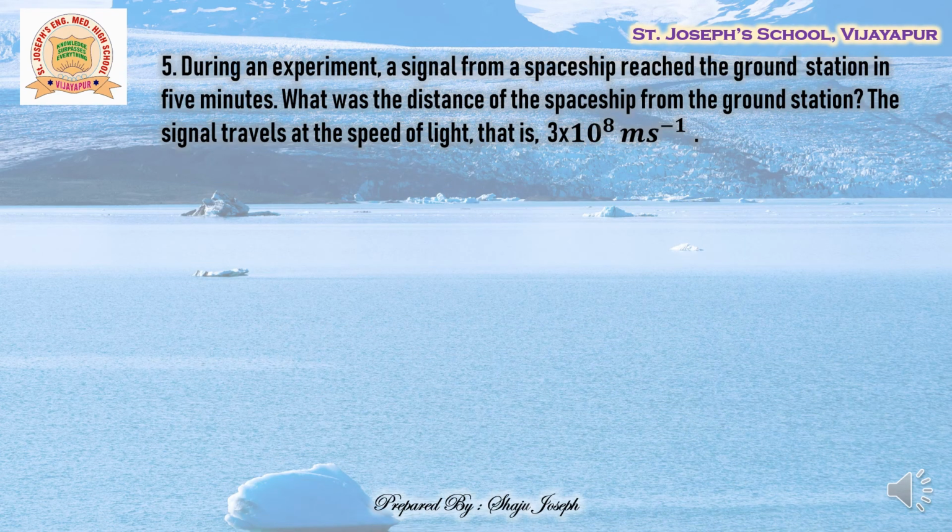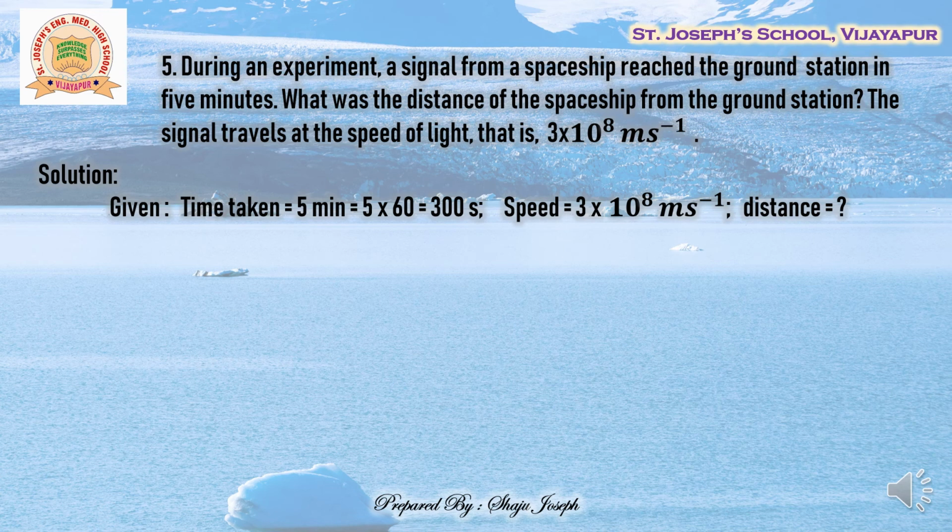Last question: during an experiment, a signal from a spaceship reached the ground station in 5 minutes. So this is the time given here, 5 minutes. What was the distance of the spaceship from the ground station? The signal travels at the speed of light, that is 3 into 10 to the power 8 meter per second. Let us look at the solution.